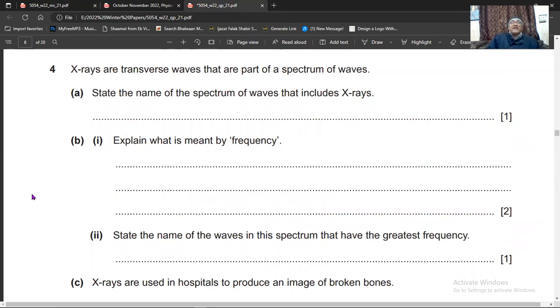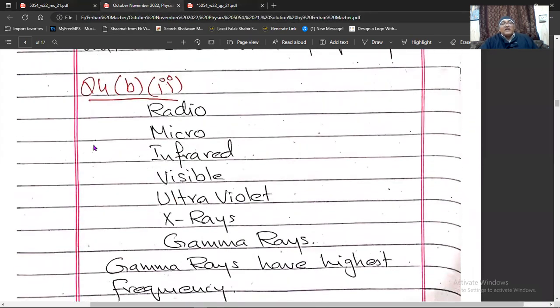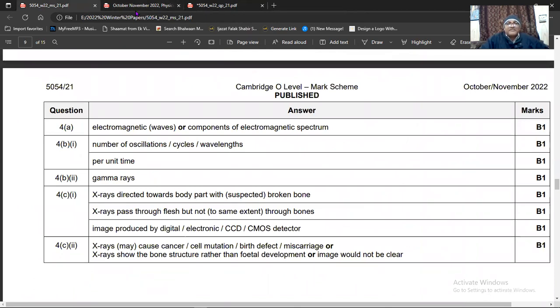Question number 4B, second part. State the name of the waves in this spectrum that has the greatest frequency. So they are talking about the electromagnetic spectrum, and you remember the electromagnetic spectrum. We remember it by Ronald McDonald is very ugly except Gary, which means radio waves, microwaves, infrared, visible, ultraviolet, X-rays, gamma rays. The highest frequency gamma rays have. So from this electromagnetic spectrum, the highest frequency is that of gamma rays. So the answer is gamma rays.